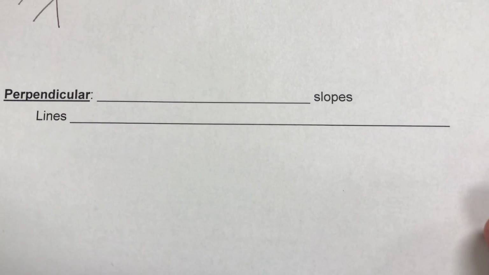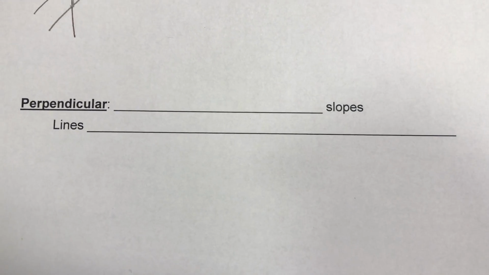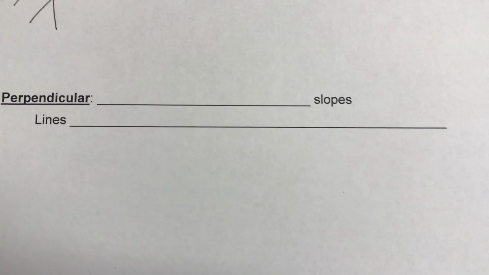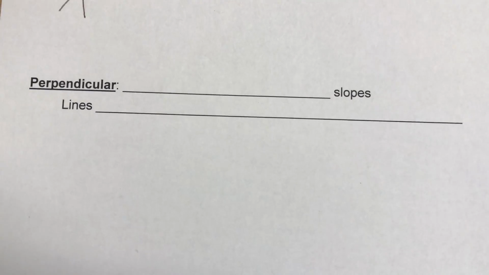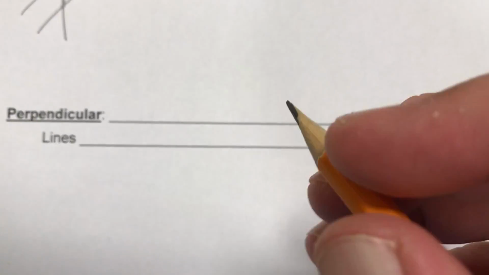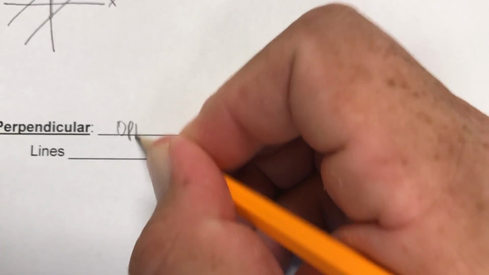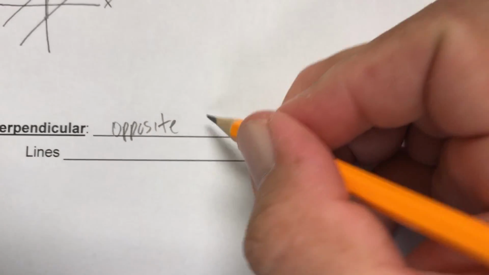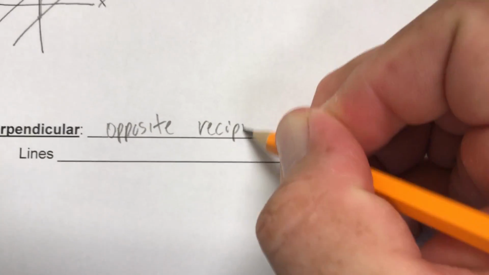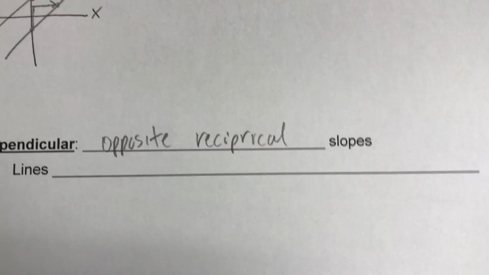Perpendicular lines, on the other hand, are lines that touch at a 90-degree angle. It has to be 90 degrees. They don't just intersect with each other, they intersect at a right angle or 90 degrees. So perpendicular lines have opposite reciprocal slopes.